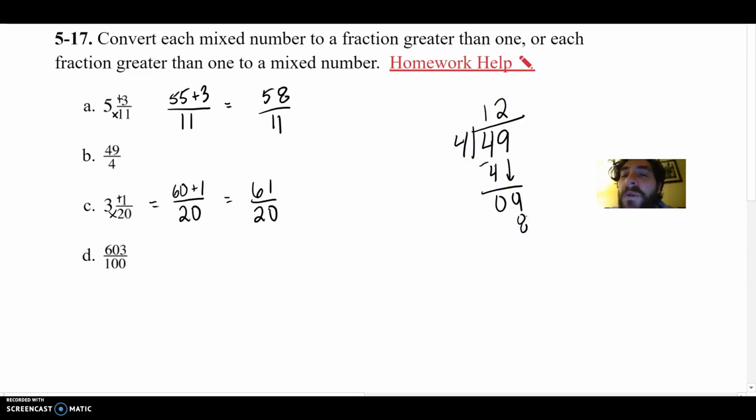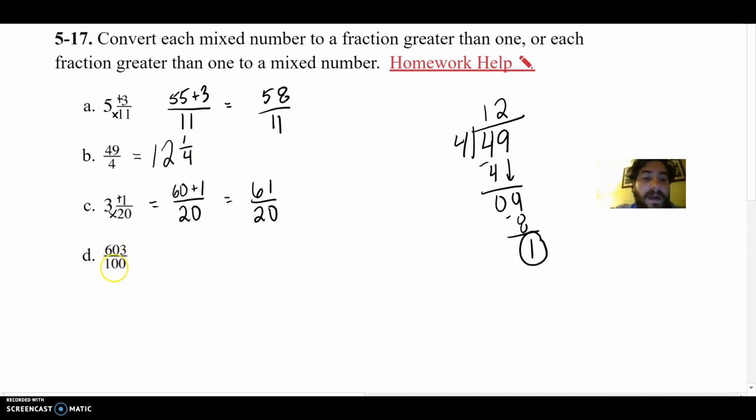So there's 12 4s. Right, so I can make 12 whole 4s. 12 times 4 is 48. So I could have 12 wholes. There's 12 whole 4s with 1 remaining. Now this 1 remaining becomes your fraction part, that there's 1/4 remaining, that there's 1/4 that's left over.